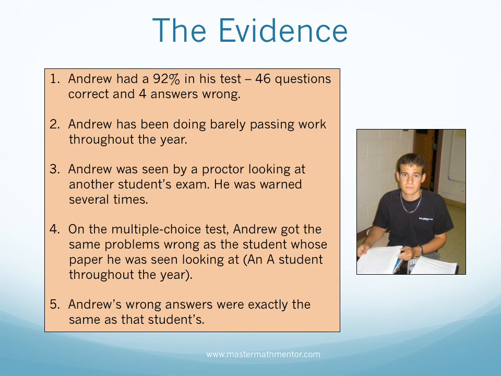Here is why the teacher believes that Andrew cheated. We can think of it as the evidence against Andrew. 1. Andrew had a 92% in his test, 46 questions correct, and 4 answers wrong. 2. Andrew has been doing barely passing work throughout the year. 3. Andrew was seen by a proctor looking at another student's exam. He was warned several times. 4. On the multiple choice test, Andrew got the same problems wrong as the student whose paper he was seen looking at, an A student throughout the year. 5. Andrew's wrong answers were exactly the same as that student's.